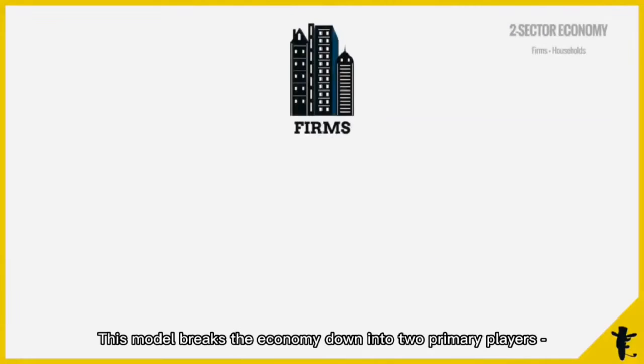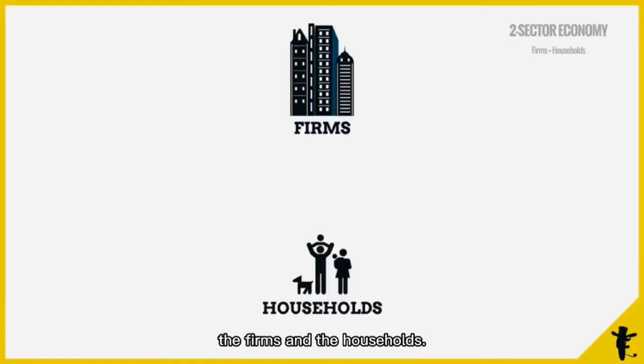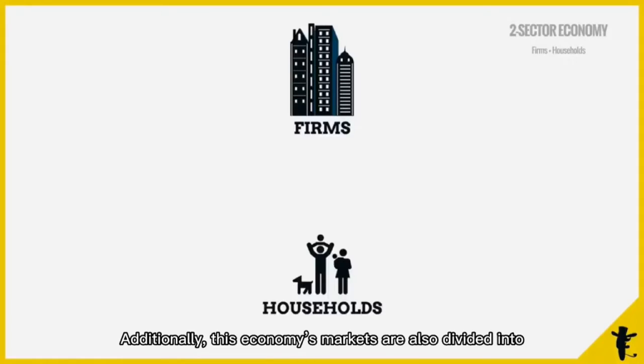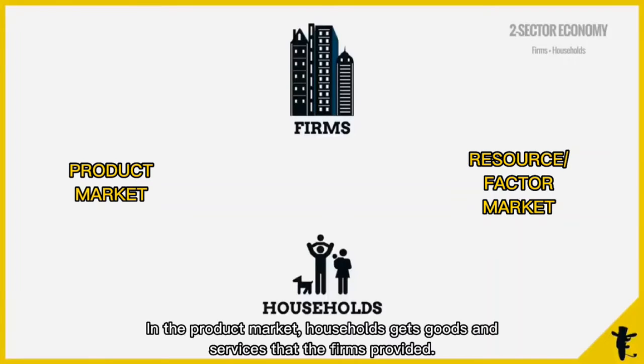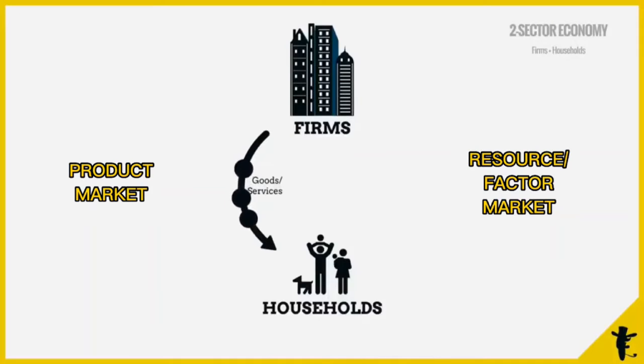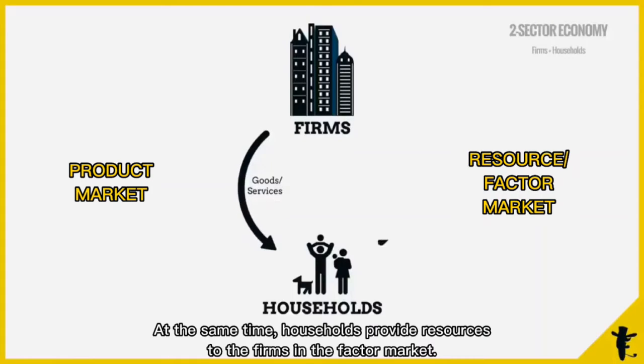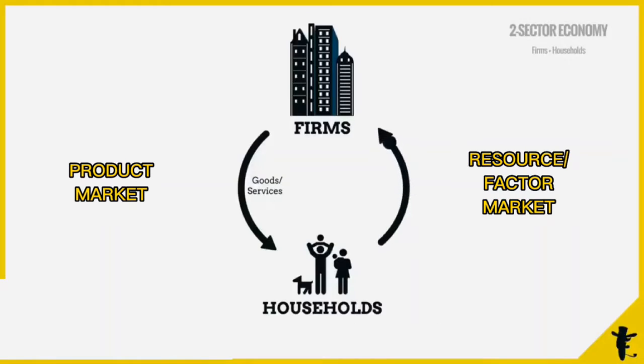This model breaks the economy down into two primary players, the firms and the households. Additionally, the economy's markets are also divided into the resource market and the product market. In the product market, households get goods and services that the firms provide. At the same time, households provide resources to the firms in the factor market. It can be labor, land, capital, or entrepreneurship.